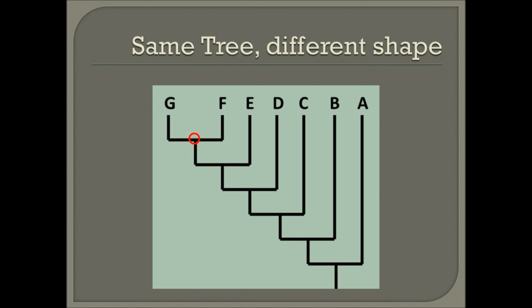So let's look at the first monophyletic group that we looked at before. This would be the node we're going to focus on. And to make it a monophyletic group, you want to draw around F and G. Exactly. Okay, now if we pick this common ancestor, what would make it a monophyletic group? If you drew around G, F, E, and D.